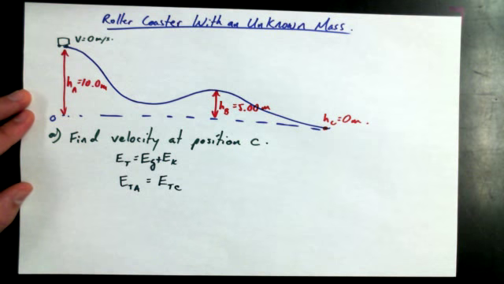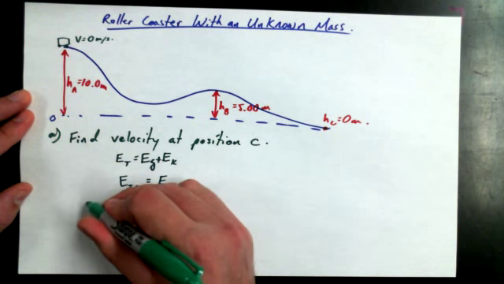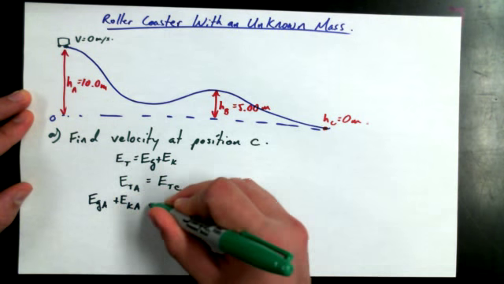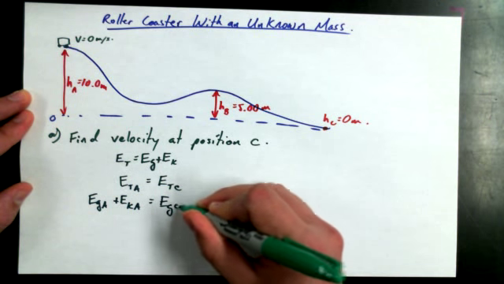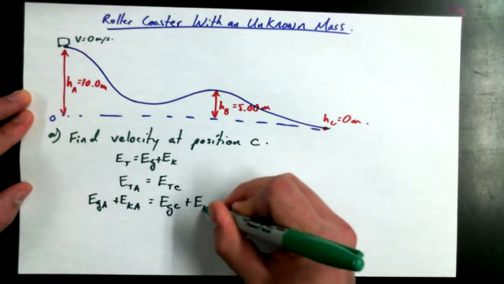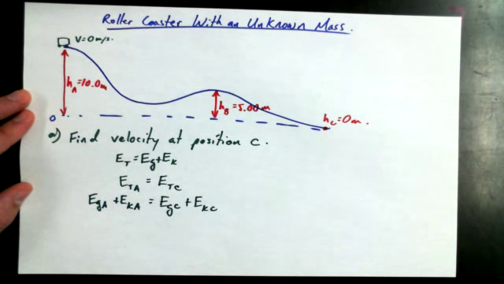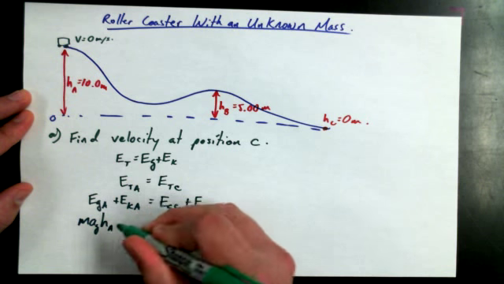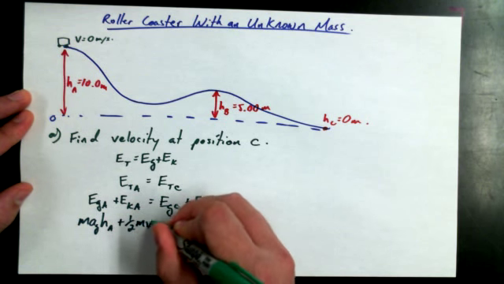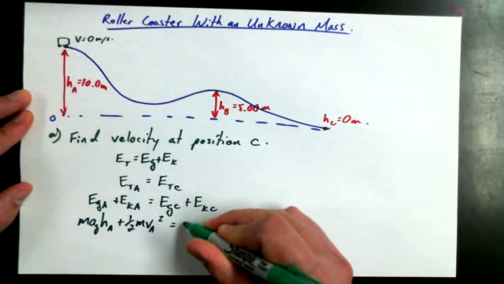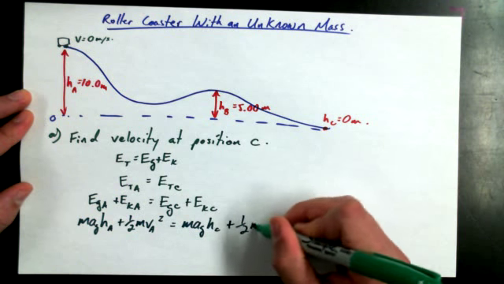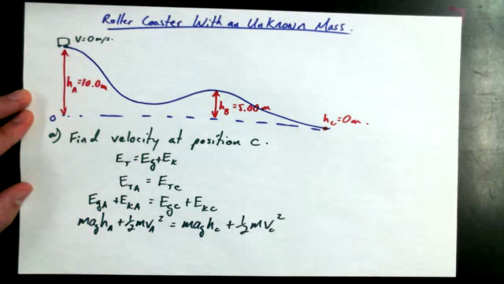And we could start breaking down this formula into its component parts. We could talk about EGA plus EKA and EG at position C plus EK at position C. And then we could start actually subbing in our values for EG and EK. We could say, all right, so this is mass times acceleration due to gravity times height A plus 1/2 mVA squared equals mass times acceleration due to gravity times height at position C plus 1/2 mVC squared.